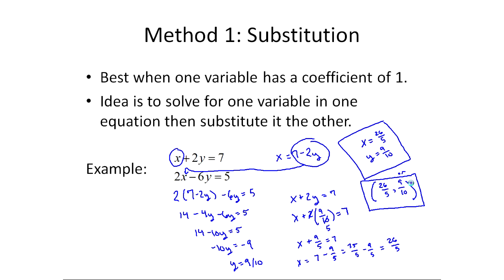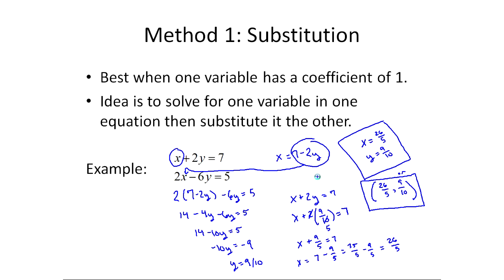So as you can see, the substitution method is quite straightforward, right? As long as you have that coefficient of 1. If we didn't, then this initial term that we solved for would not have looked as pretty. It would have been a fraction, and then we're introducing complication when we don't need it. So we need another method.